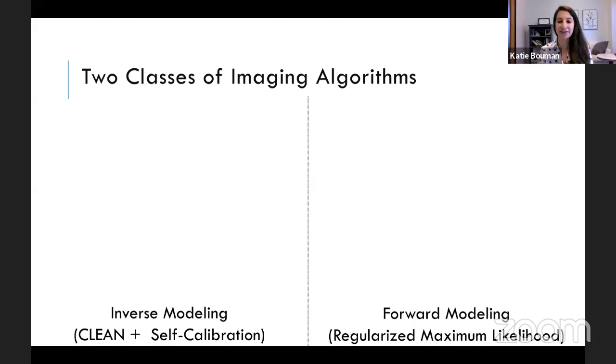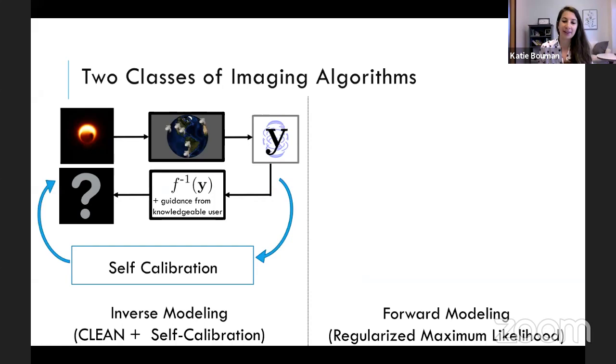The first class of algorithms is based on a very standard method used in the radio interferometry community that was developed decades ago, and it's called CLEAN, with an iterative self-calibration loop. And so the self-calibration loop is to deal with the corruption of the terms, the calibration errors. And so this is a traditional method of making images in the community, which is a huge plus because it's understood in the community, it's vetted in that community, and people like using this method.